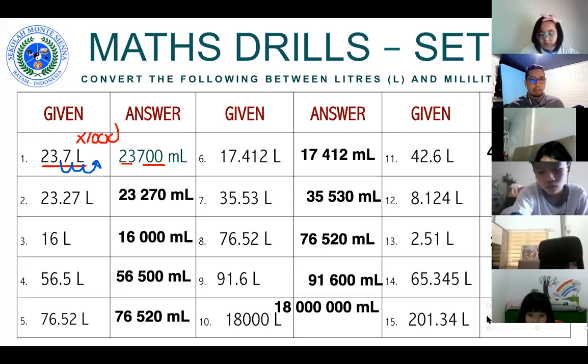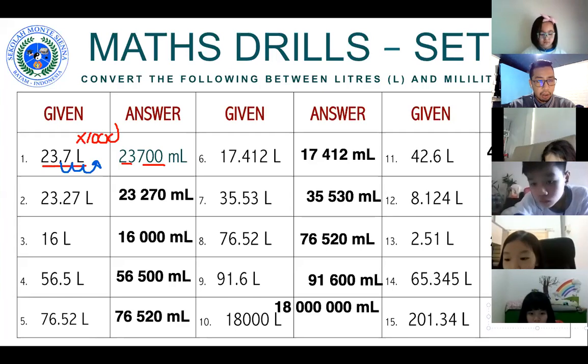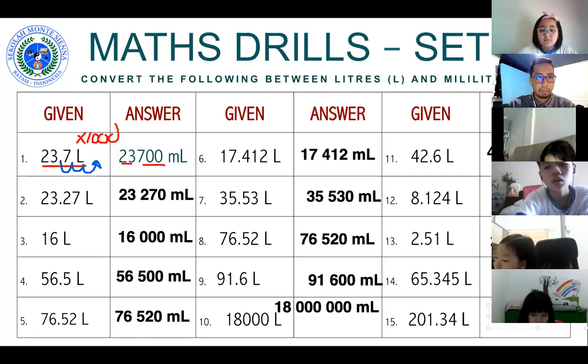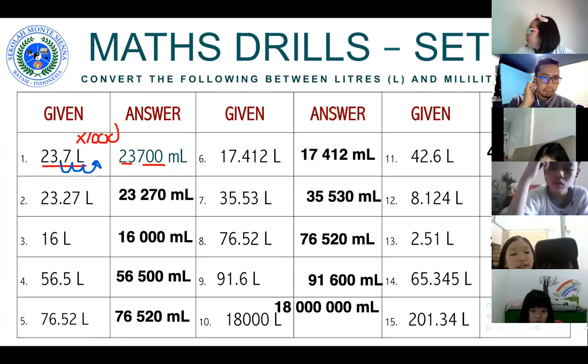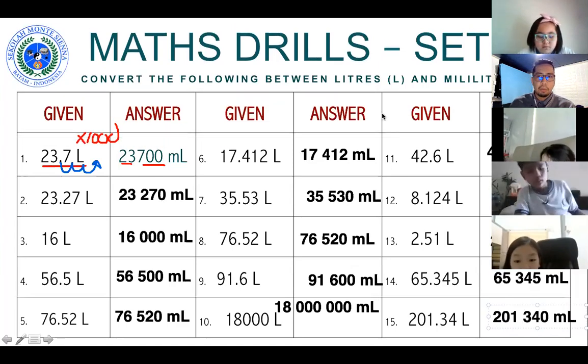Who got most of the items correctly? Tell me your score. Yes, Samantha, what's your score? Fourteen for 15. 14, very good. How about the others aside from Samantha, who got most items correctly? Rivi, what's your score? Wrong 3. Okay, so you scored 11. Any more? Let's keep moving.